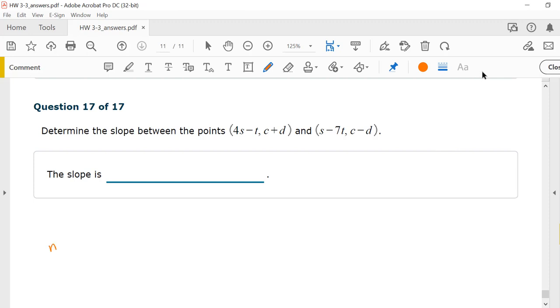Here we go. Slope is y2, which is c minus d, minus y1, which is c plus d. You see how I put those in parentheses? All over x2, which is s minus 7t, minus x1, which is 4s minus t.